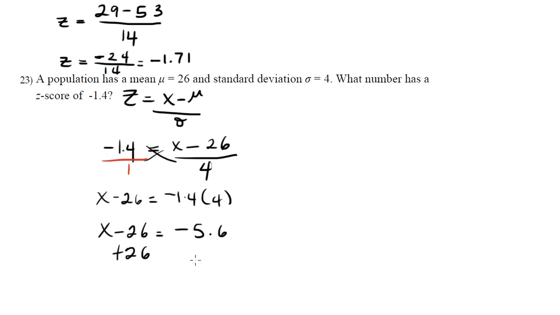I will add 26 here. Add 26. Right? So x equals 26 plus negative 5.6, which should give me 20.4. Right, 20.4. Yep, that's what that is. So my x value here is 20.4. That equates to a z value of negative 1.4. A little bit less than 1.5 standard deviations below the mean.